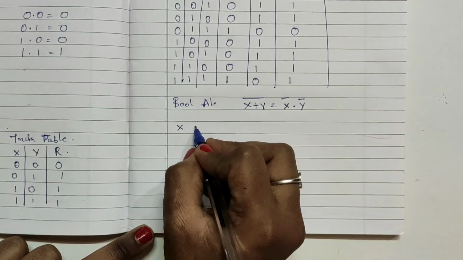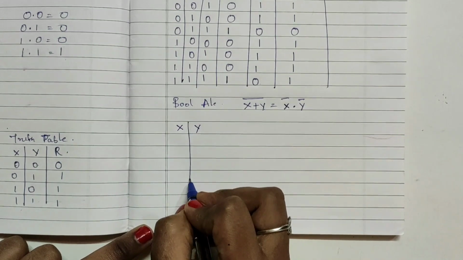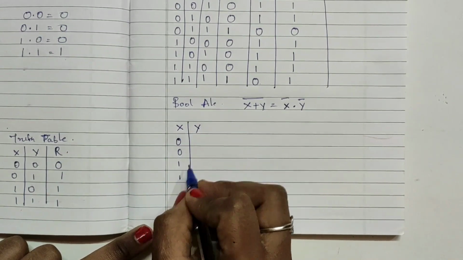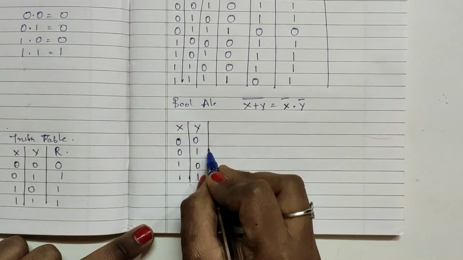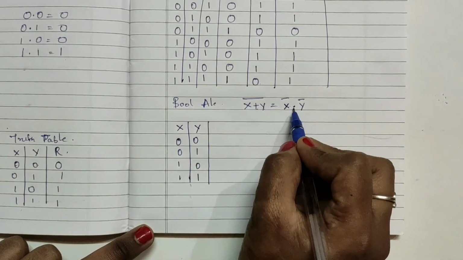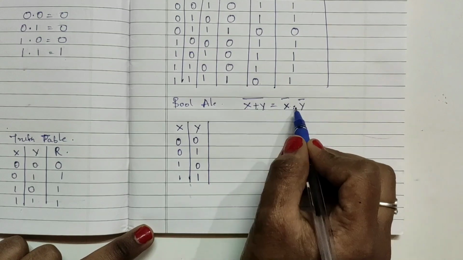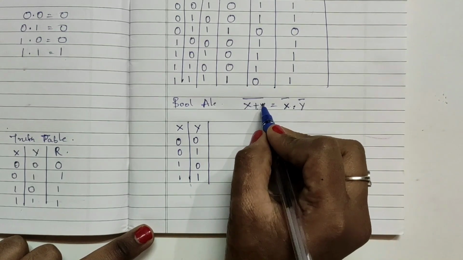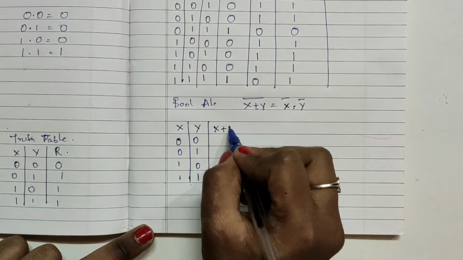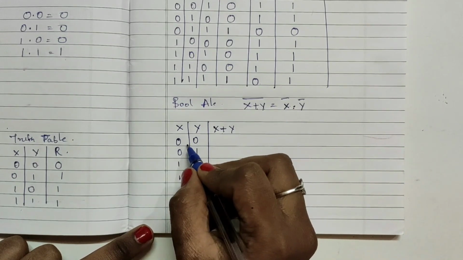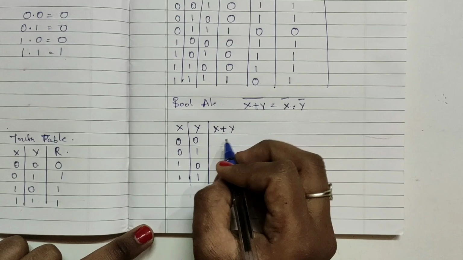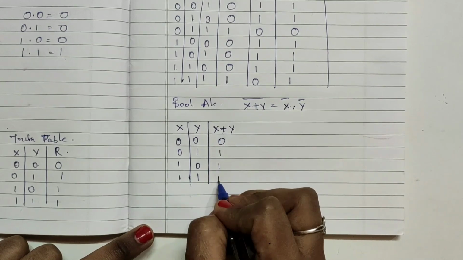So x and y were just 2. So we can have 2 zeros, 2 ones, and 0 1, 0 1. So this is our equation. Now let's derive this Boolean algebraic equation in a truth table. So first is x plus y. Let's take x plus y. Plus is nothing but an addition, which should satisfy any one of the conditions. So 0 1 1 1.